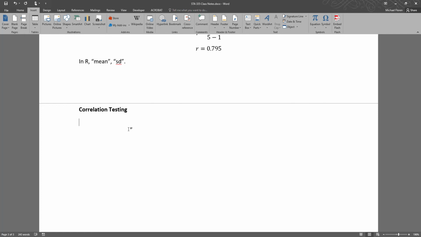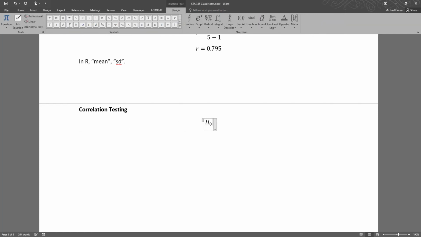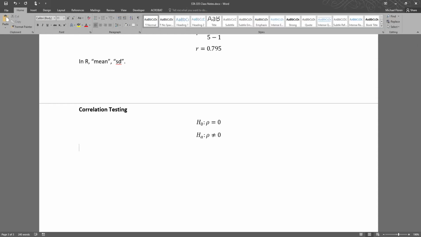Typically, we have null and alternative hypotheses that you've seen before. The null hypothesis typically is rho equal to 0. Now note that rho doesn't have to be equal to 0. Rho can be tested against any particular number, and in the same token, the not equal to sign here could be greater than or less than depending on the test that you're trying to make.